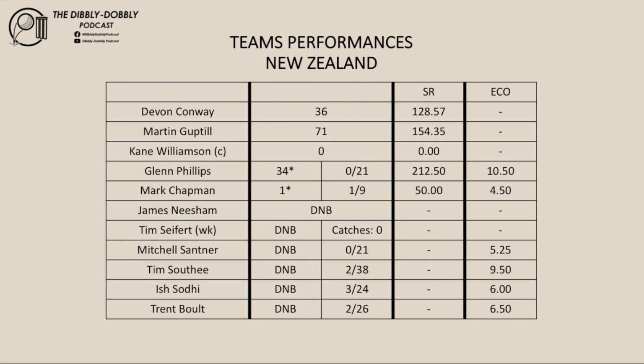So all thanks to that partnership between Guptill and Conway of 106, as I said before, which pretty much relieved the pressure off New Zealand, and they were able to just pretty much milk the bowling, really, to get to the target of 142 and to win this match by 7 wickets and win the series 3-2.